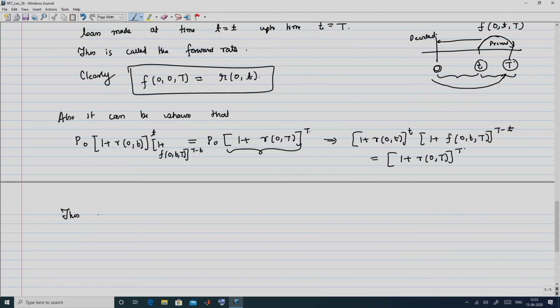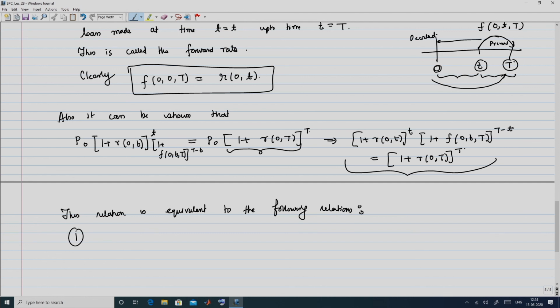So, this relation is equivalent to the following relations.